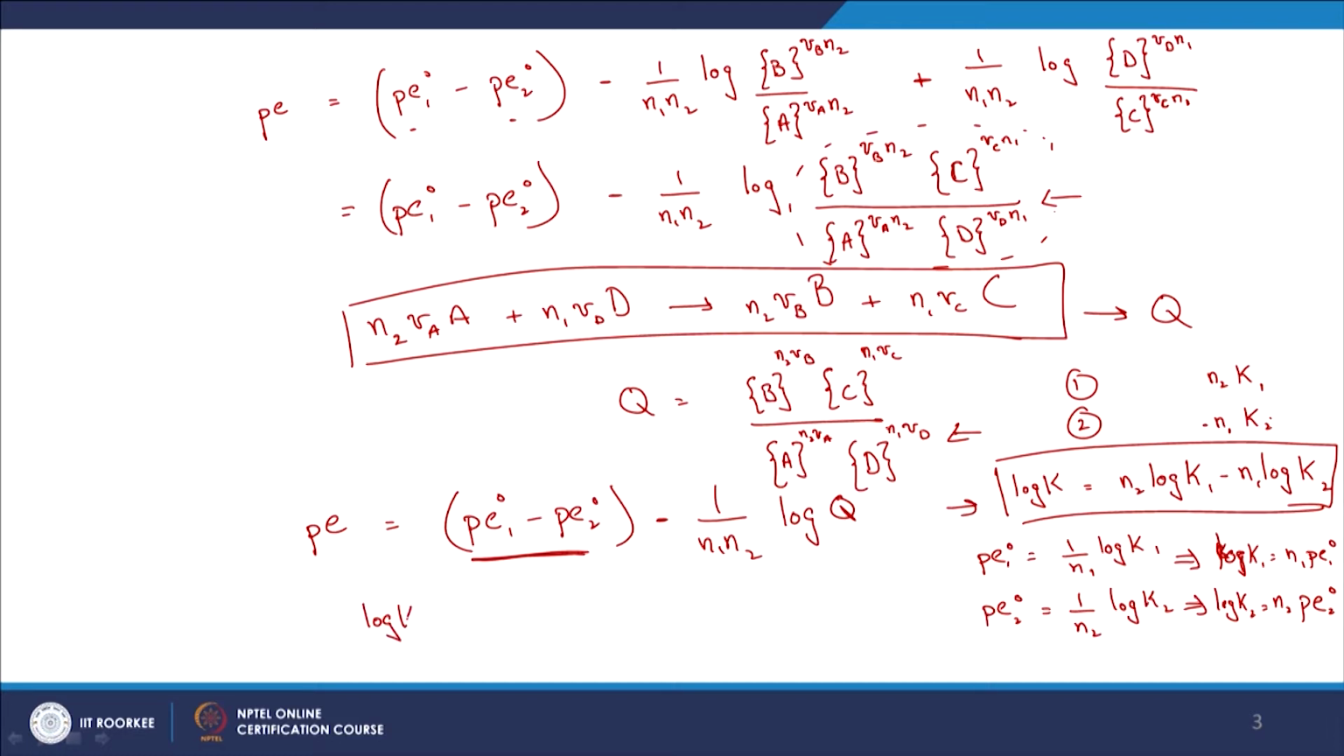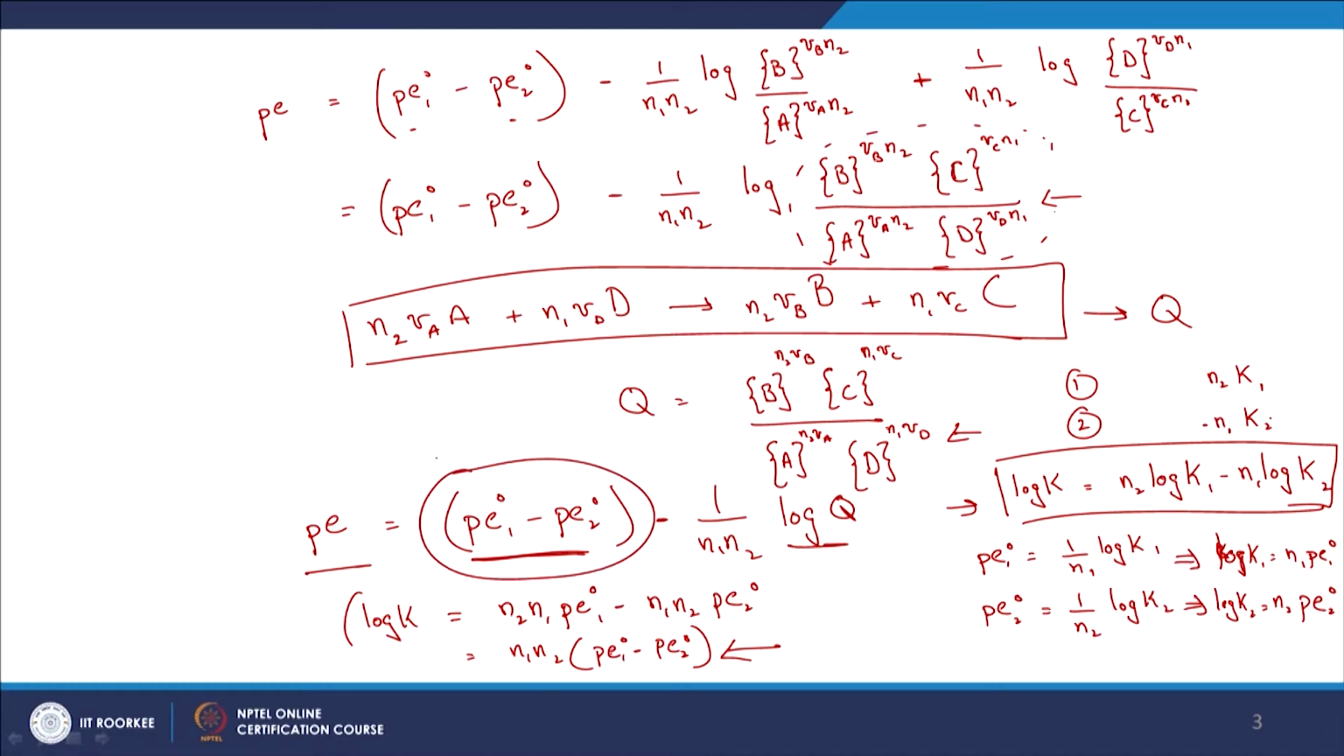Log K of the overall reaction, K of the overall reaction, is nothing but N2 times N1 P1 naught minus N1 times N2 P2 naught, right. So that is equal to N1 N2 times P1 naught minus P2 naught, right. So, substituting this particular expression into our earlier equation, where we had log Q and P here, right.